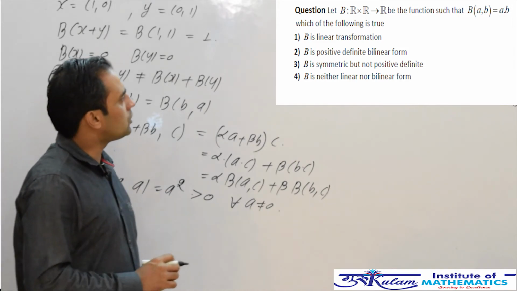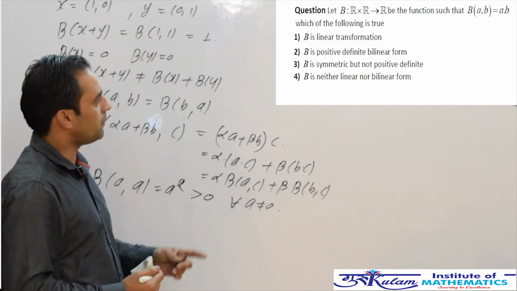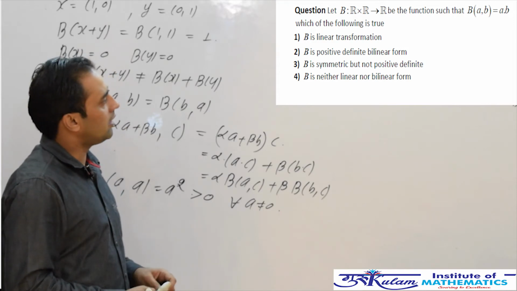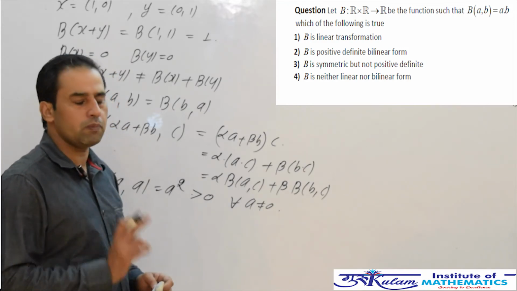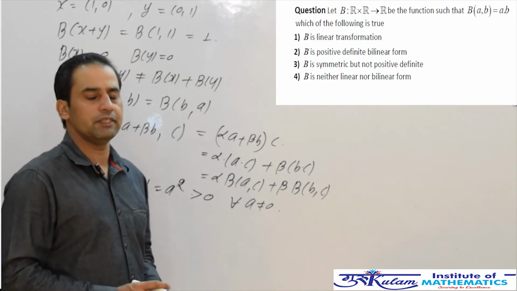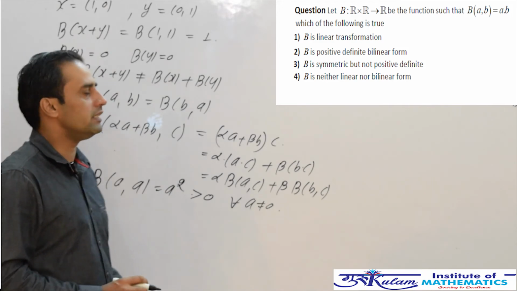So the first option, B is a linear transformation, is false. Second, B is a positive definite bilinear form, is the correct option. Third, B is symmetric but not positive definite, is a false option. And B is neither a linear transformation nor a bilinear form, is a false option. So your answer should be the second option.